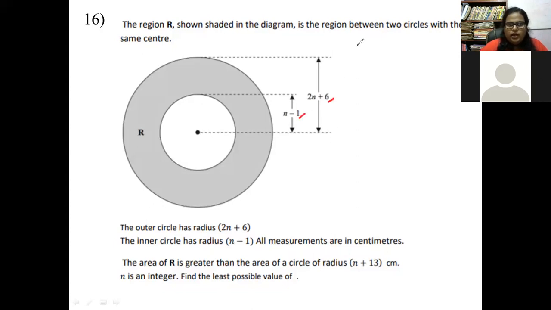So the region R is the shaded region here. That means the area between these two circles.